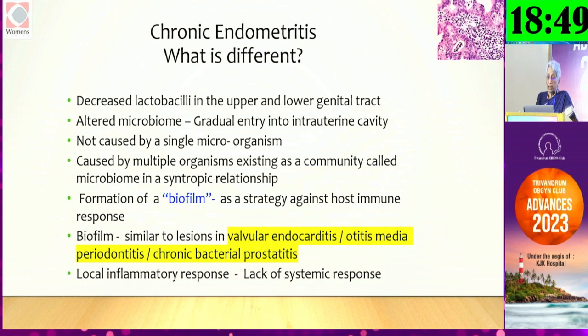It is decreased lactobacillus in the upper and lower genital tract, altered microbiome, gradual entry of other organisms into the uterine cavity, and as we already said, it's not usually caused by a single microorganism. It's caused by multiple organisms existing as a community, which are called microbiome, as we talked about, forming a biofilm. And this biofilm is similar to lesions in valvular endocarditis, otitis media, periodontitis, and chronic bacterial prostatitis, where you know that single courses of antibiotics have a very difficult time touching these so-called microbiomes.